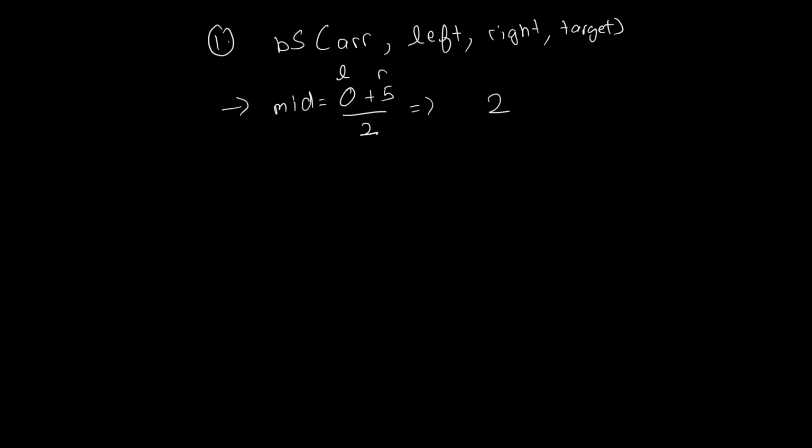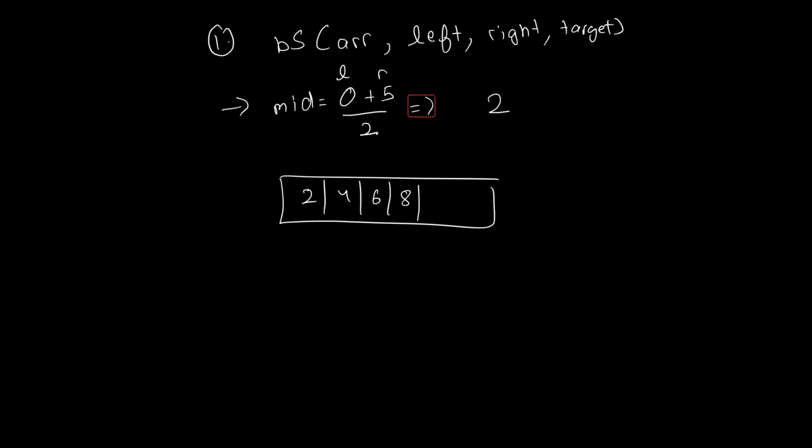Since it's integer division. Now we have this array: 2, 4, 6, 8, 10, 12, and this is the target that I'm looking for. So it will go to mid. Let's write the indexes: 0, 1, 2, 3, 4, and 5. Left is here, right is here. We go to this index and check if this is the value that I'm looking for.